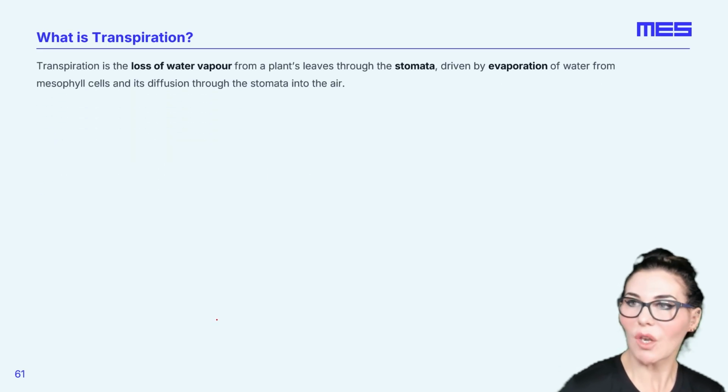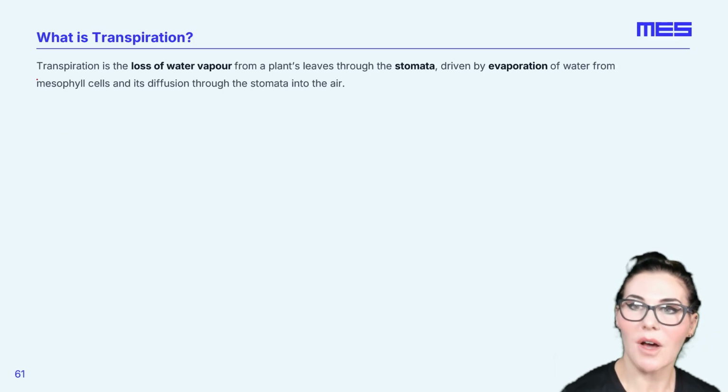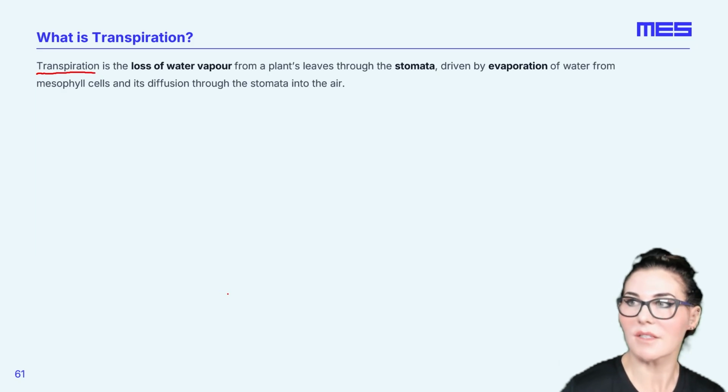Transpiration then is the loss of water through the leaf surface, through the stomata, driven by evaporation of water from the mesophyll cells of the leaf, and then it diffuses through those stomata into the atmosphere. So if you were asked to just define what transpiration is, that is your perfect model answer to write down as your exam answer.